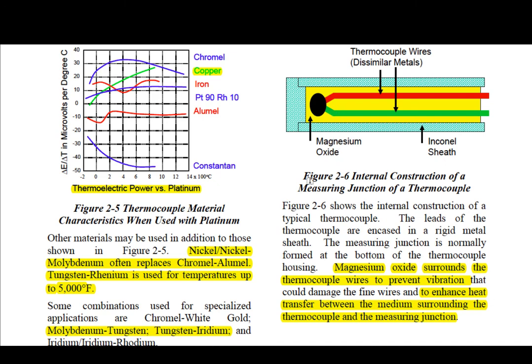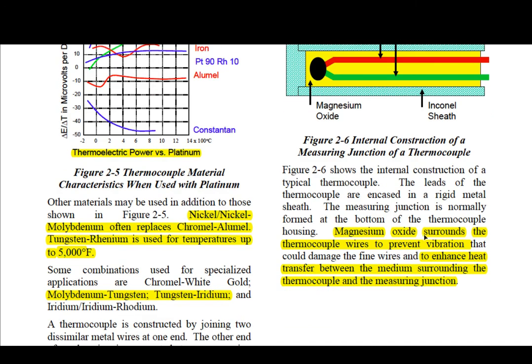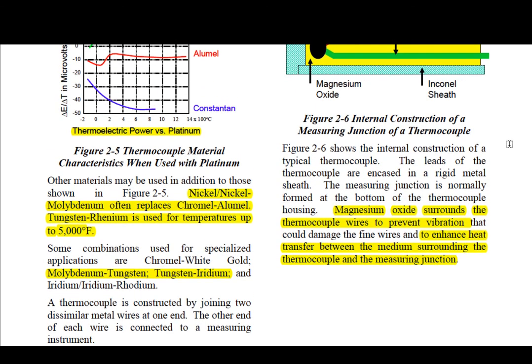Magnesium oxide does one of two things. Number one, here you go ahead and highlight that. Number one, it prevents vibration between the two little thin wires. And the second thing, it helps enhance the heat transfer between the outside medium, which will be your Inconel sheath. Inconel, we use that in the reactor itself, and the surrounding thermocouple.